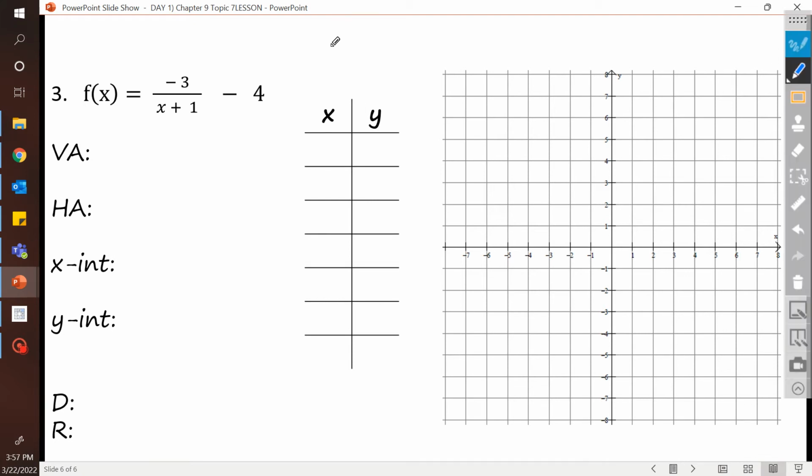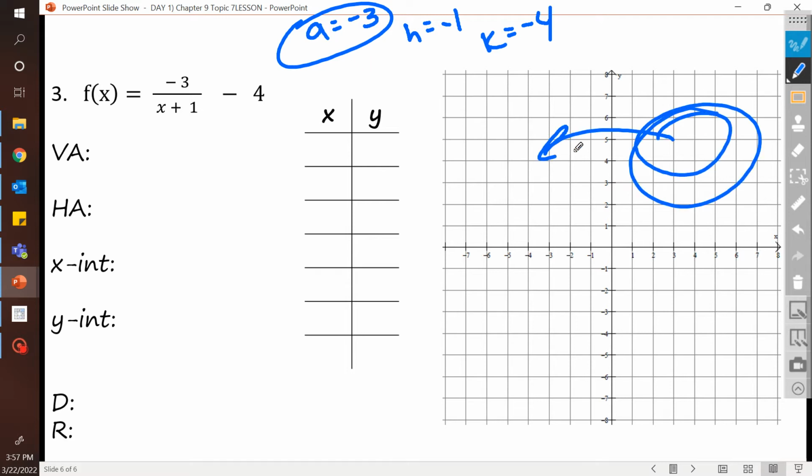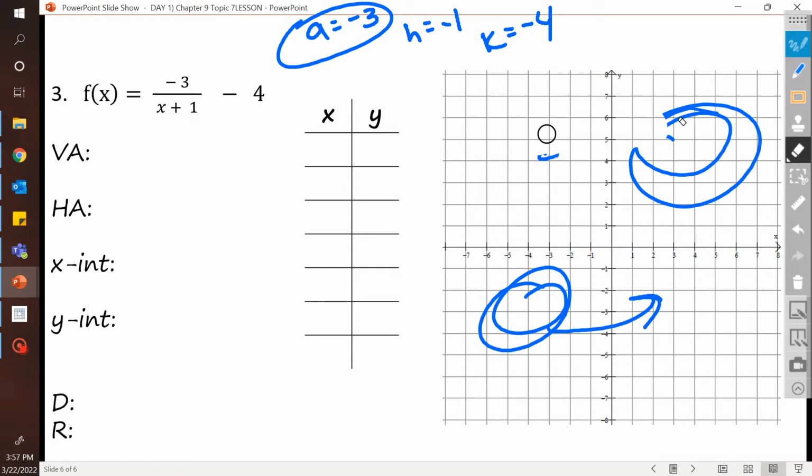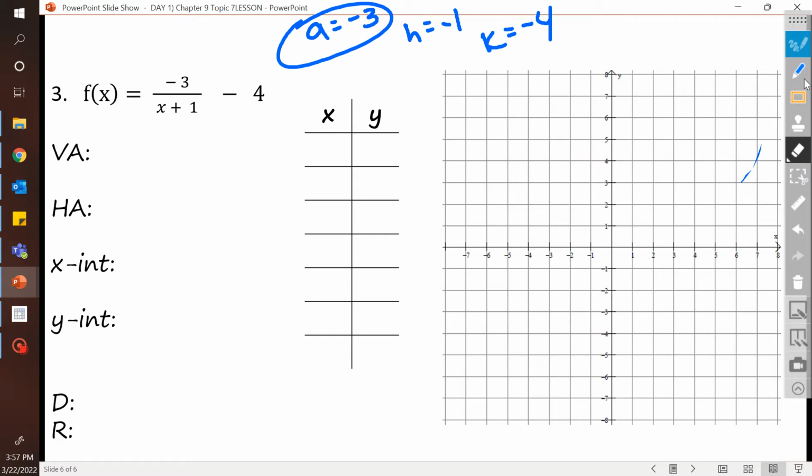All right, let's take a look at one more here. So we have our a value is actually -3, our h value is -1, and our k value is -4. Now, because the a value is negative, we actually expect this to be reflected. Okay, so the piece that's usually in this area is going to be over here, and the piece that's usually here is going to be on the other side, because the a value is negative.